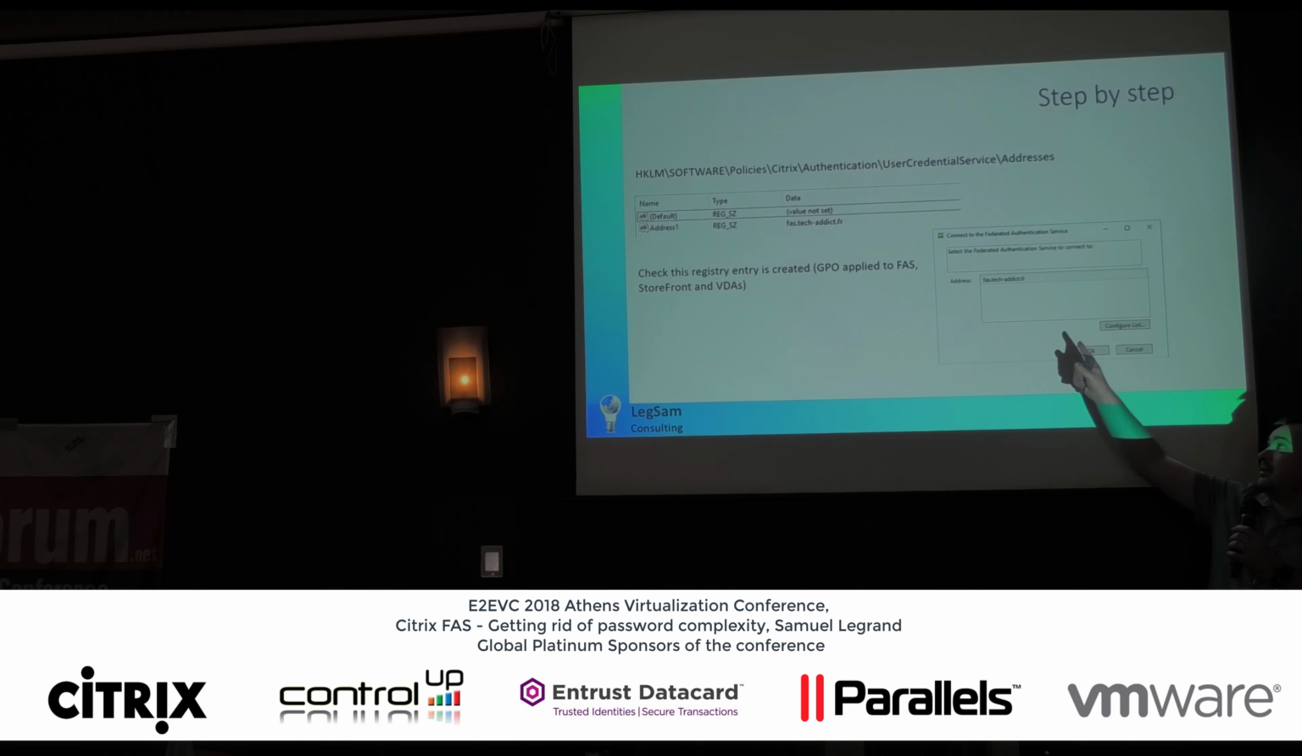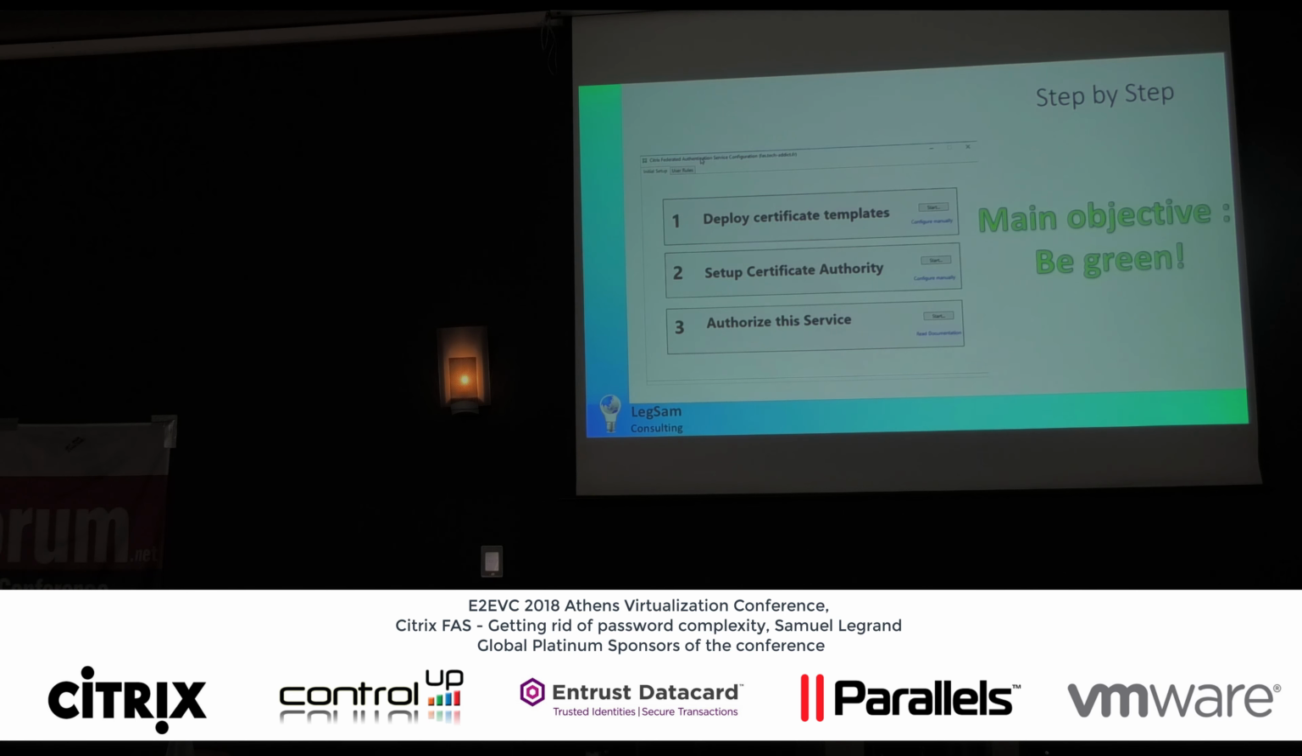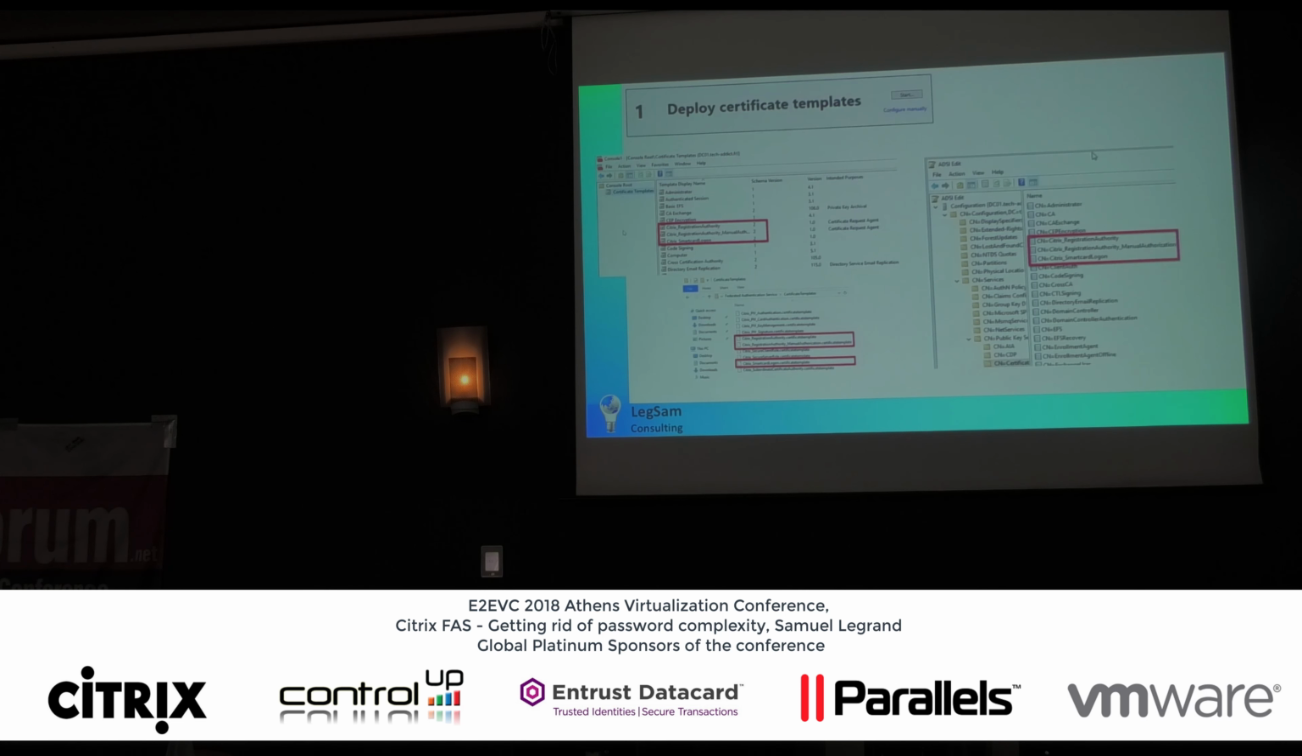So basically you can address your FAS server using the FAS console. The FAS console is that simple. 3 boxes, 3 start buttons, and your main objective, big green. So once you complete a step, the box turns green, and you are normally okay to do the next step. So first step, deploy certificate templates.